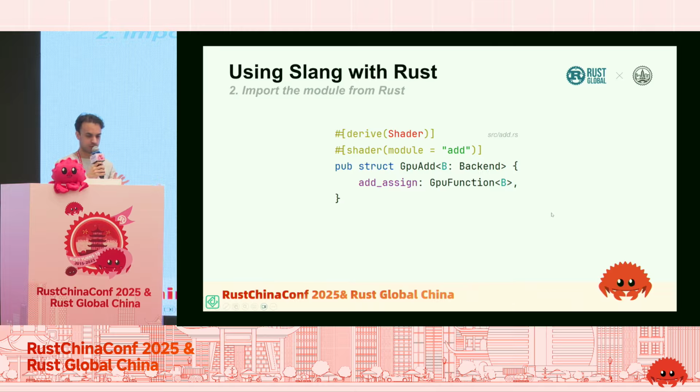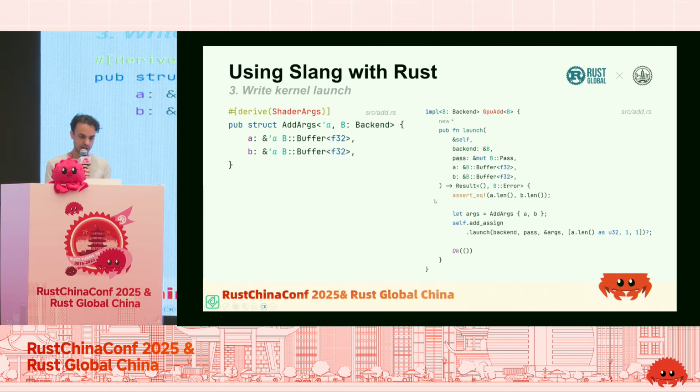So what this procedural macro does is that it will automatically generate for you some boilerplate code to identify the location of your Slang module, to compile that Slang module, and to initialize the compute pipeline for add assign. All right, so then we need to write some code for actually telling the GPU, okay, now you need to run this shader, this compute pipeline with these inputs.